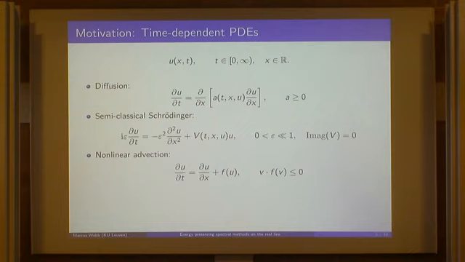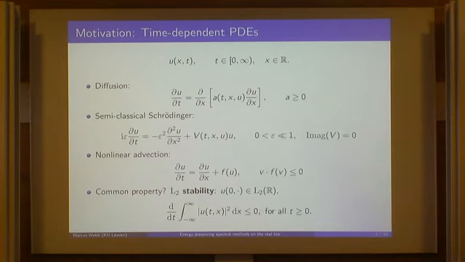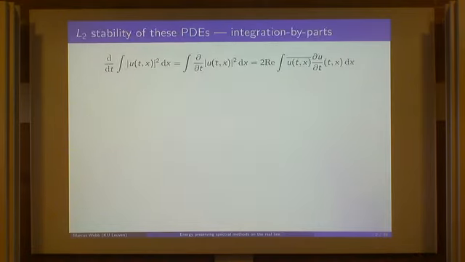What's the common property between these three systems? They're rather different, but if the initial conditions are an L2 function, then the L2 norm will be non-increasing. They have an L2 stability property. That does depend on these conditions that are put here on the right. And the L2 stability essentially follows from integration by parts.